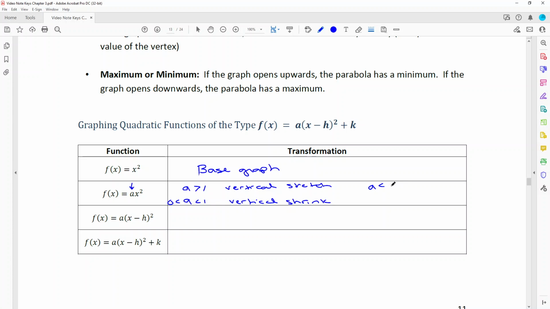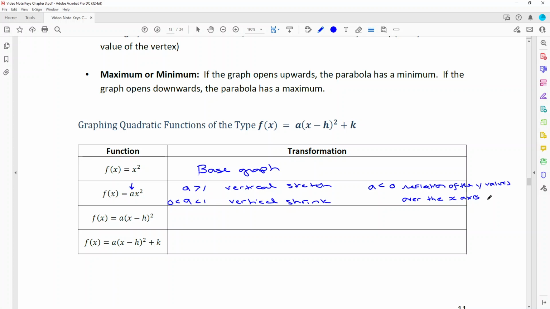And now when A is less than 0, you get a reflection of the y values. Cannot write y's. Y values over the x axis. All right, so that is the A transformation.